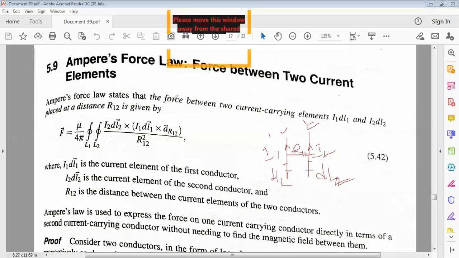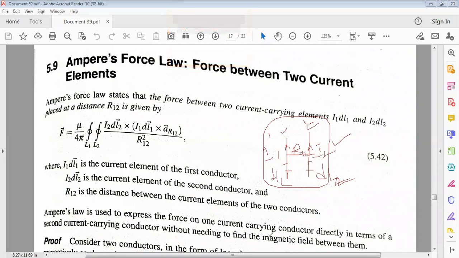So I1 dl1 is the current element of the first conductor, I2 dl2 is the current element of the second conductor, and R12 is the distance between the current elements of the two conductors. Ampere's force law is used to express the force on one current carrying conductor directly in terms of a second current carrying conductor without needing to find the magnetic field between them. Here there is no need to find the magnetic field effects; we are able to find the force between the two directly.